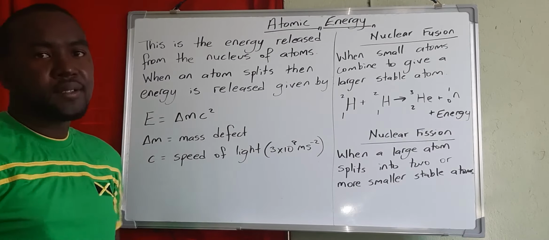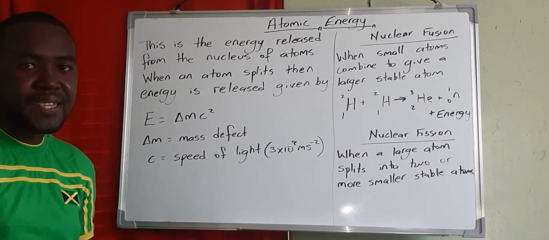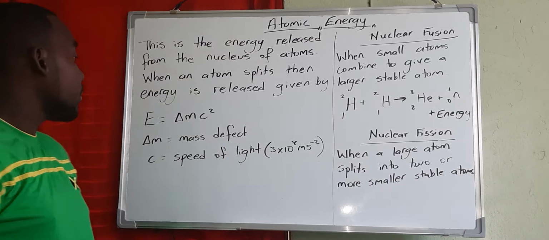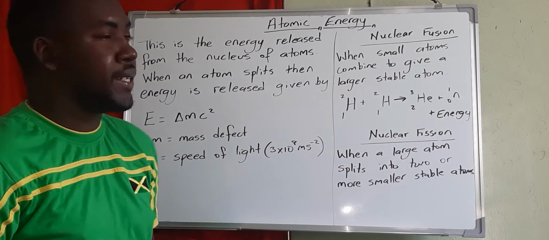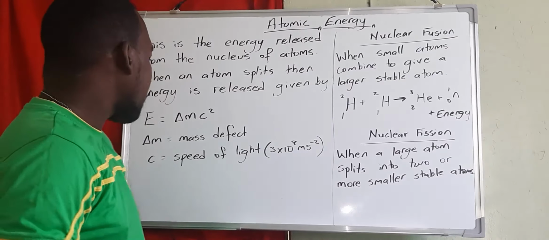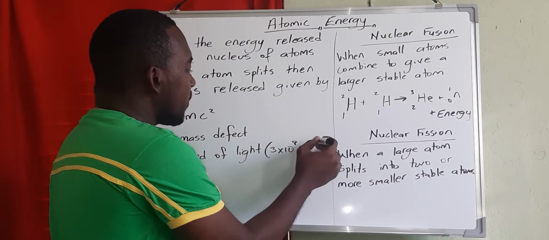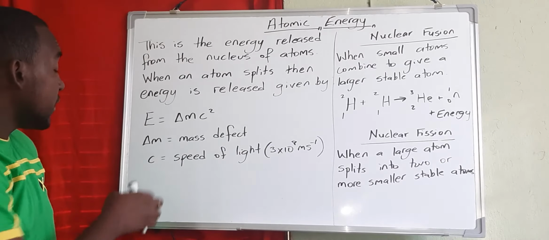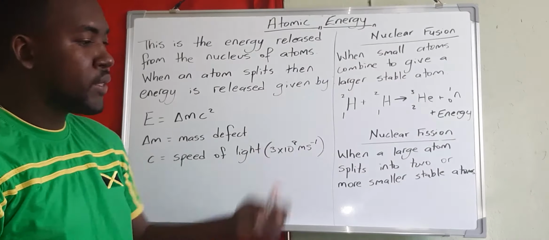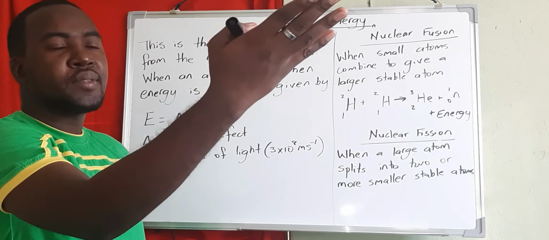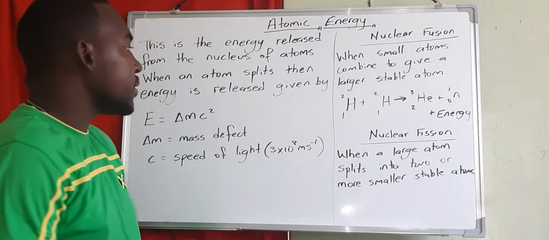And the energy released is calculated using the equation E equals delta m c squared, where delta m is your mass defect, and c is your speed of light, which is 3 times 10 to the 8 meters per second, squared. The mass defect is the change in the mass from the parent atom to the daughter atoms. So it is the left side of the equation minus the right side of the equation.